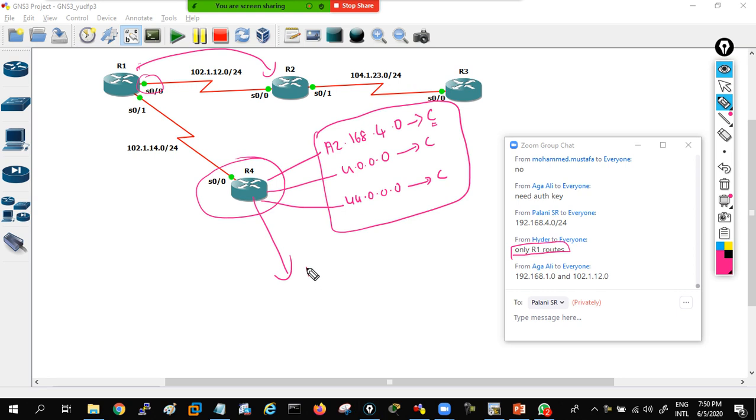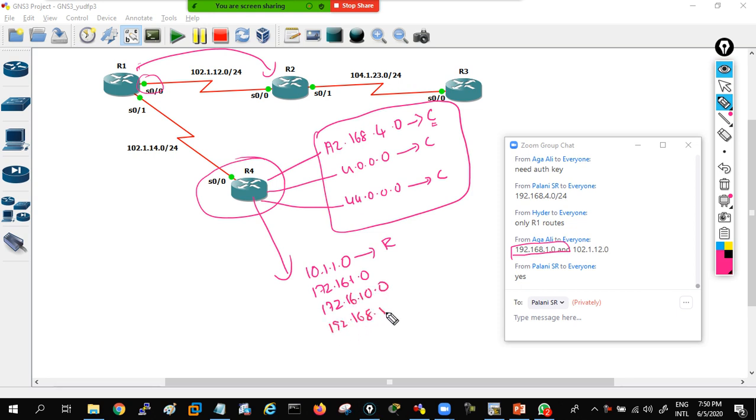In router 1, do you remember, Palani, we configured 10.1.0.0 as a RIP route. Right? Don't get confused, it's a RIP route. Then what else? 172.16.1.0, 172.16.10.0, then 192.168.1.0, then what else? 200.1.1.0, then 102.1.12.0. So these are all the networks that have to come here.